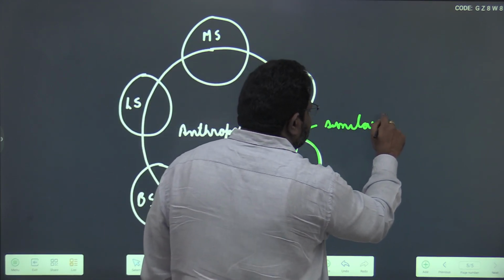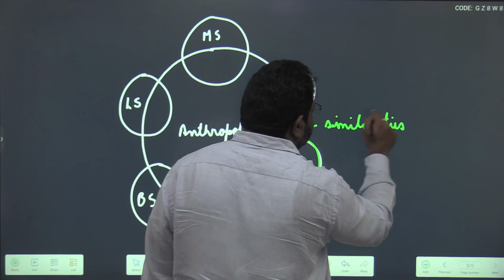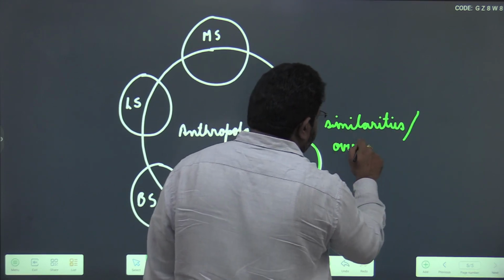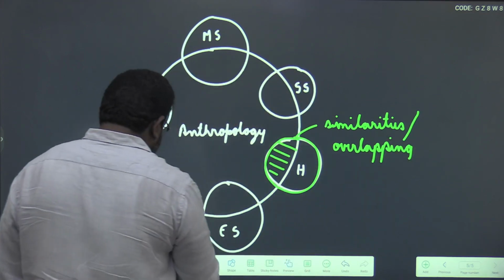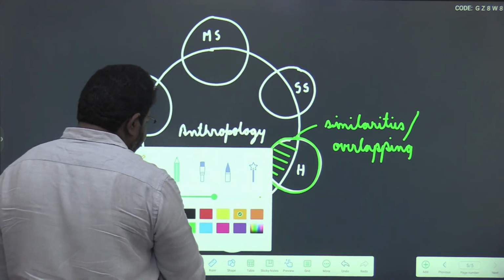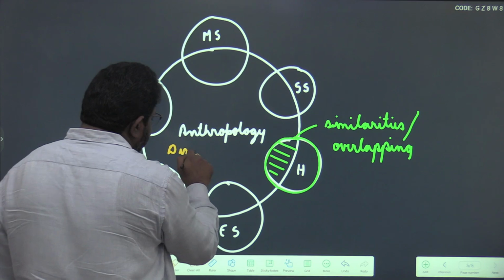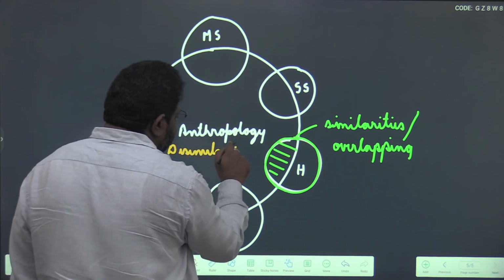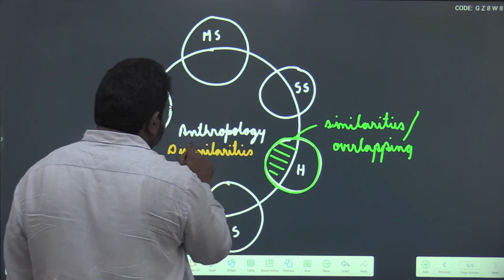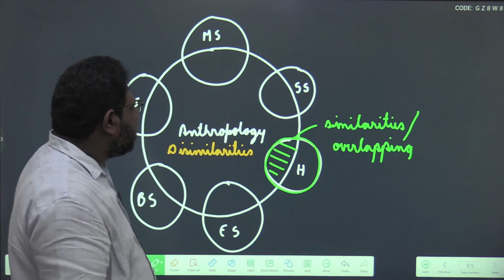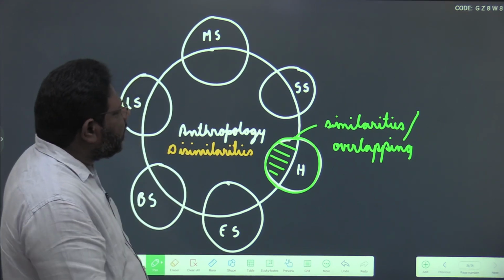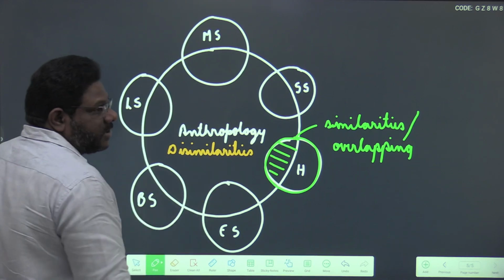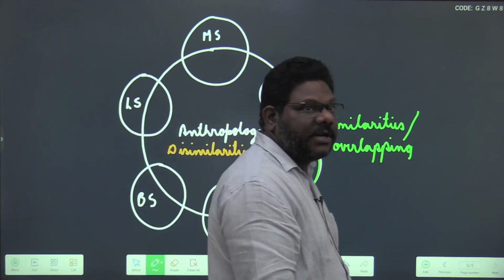So this shows similarities, that is the overlapping areas of study, and this shows dissimilarities because of the distinctive curiosity that this subject has, which led to the emergence of anthropology as an independent discipline. So you can draw a small diagram which obviously enhances the appeal of your answer.